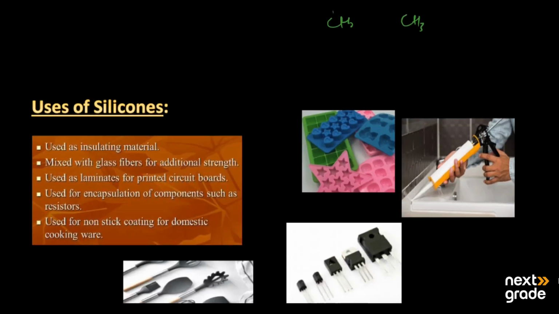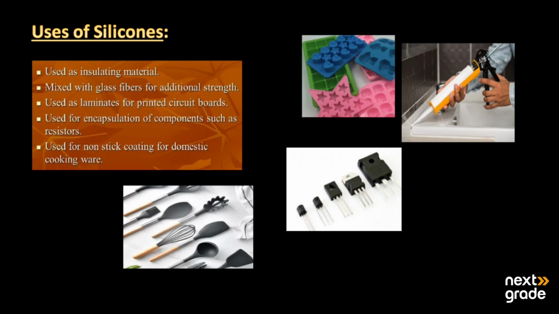After that, we have the uses of silicones, that is, where we can use them. First, it is used as an insulating material. It does not allow heat to pass out, so that's why it is used as insulating material. Second, it is mixed with glass fibers for additional strength. To make the glass strong, it is mixed with the glass fibers. Third, it is used as laminates for printed circuit boards. As it is an insulator, that's why it is used as lamination for circuit boards.